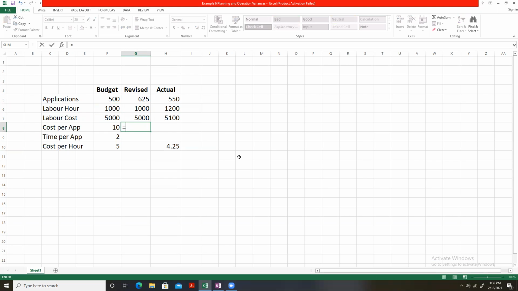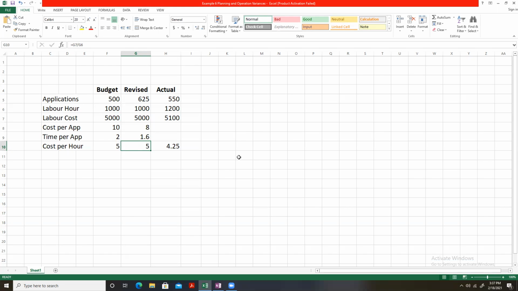Now, cost per application. We will take the total cost and divide it by the number of applications to get a cost per application, that is 8. Now, time per application, how will we calculate? We will take the number of hours and divide it by the number of applications. Now, cost per hour, we will take this cost and divide it by the number of hours. It will be $5 per hour. So these are the revised standards.